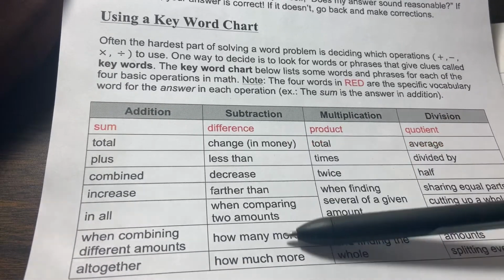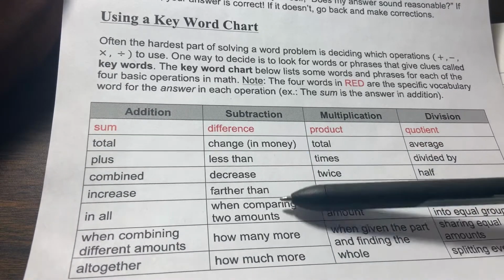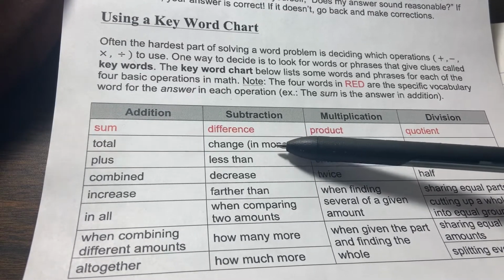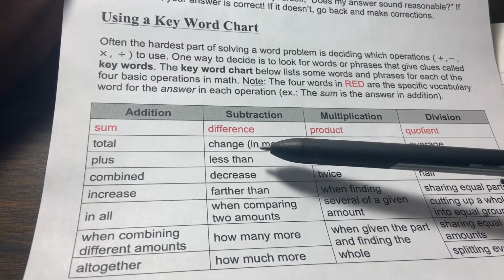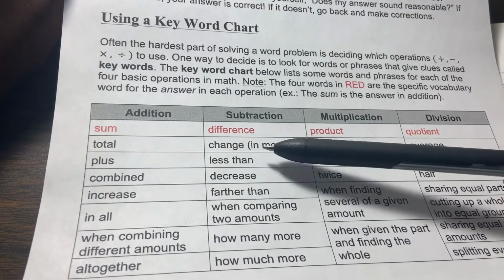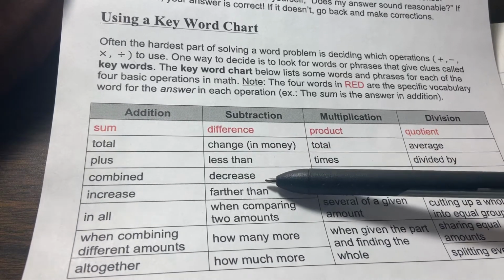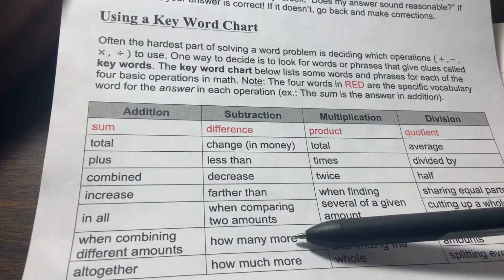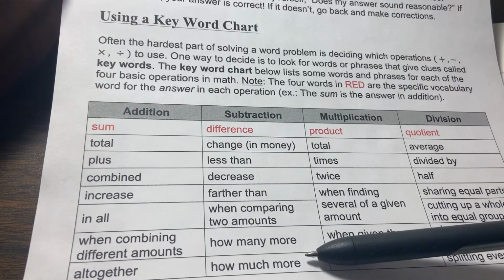However, these other keywords, again, can give you clues to subtract. So change, as in money, meaning like if you're paying for something and you get change back, that's what that's referring to. Less than, decrease, farther than, when comparing two amounts, how many more and how much more.